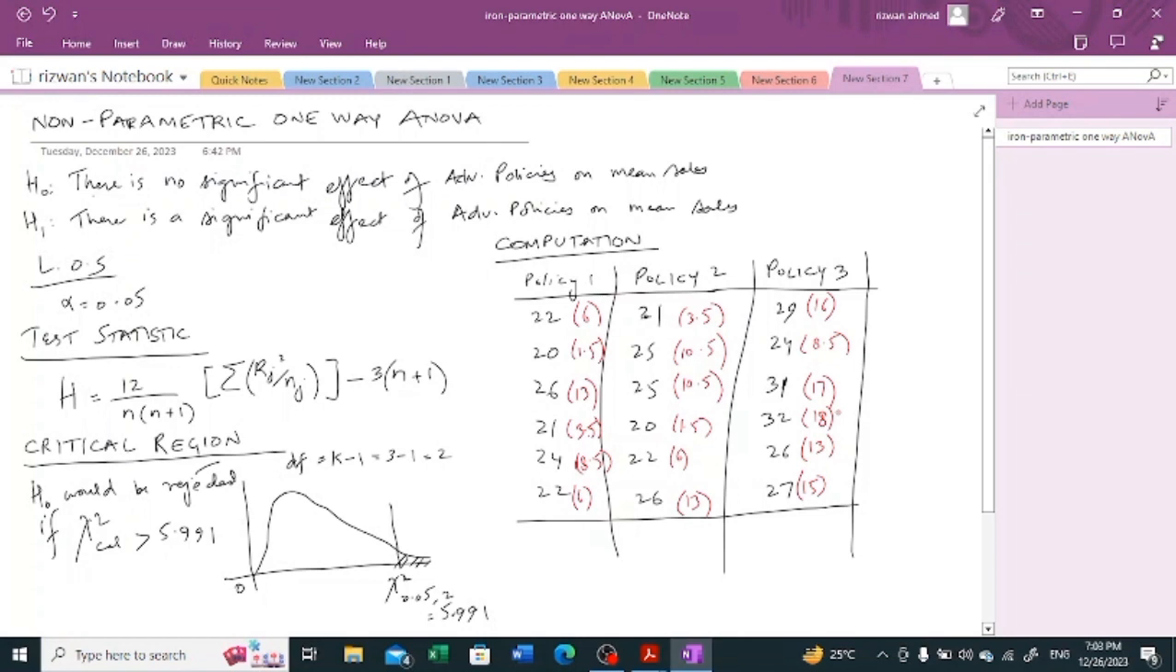Now what we do in the next step, we need to sum the ranks. So we need to sum up the values of the ranks. So the total rank is 6 plus 1.5 plus 13 plus 3.5 plus 8.5 and then 6. The sum of the first column is 38.5.